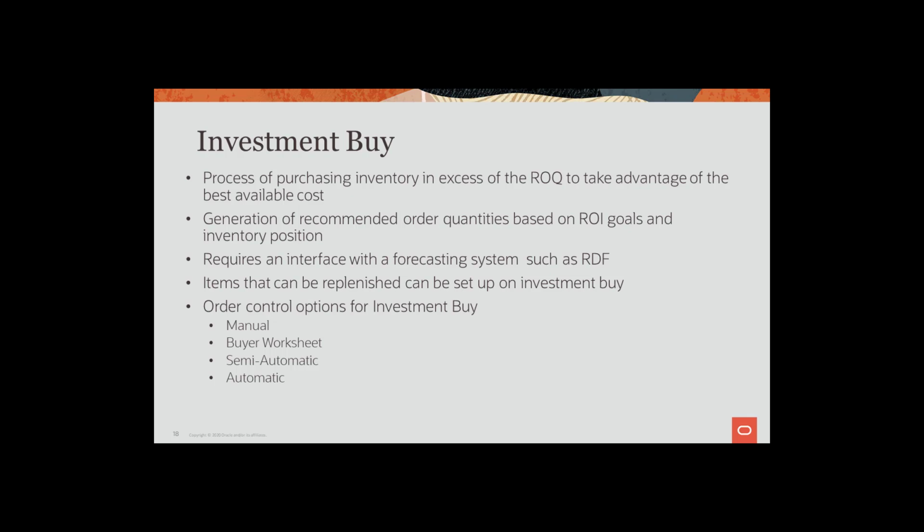With semi-automatic, the result depends on the status of the replenishment for any particular item location. If a replenishment purchase order and worksheet status exists for the same item location, the recommended order quantity is added to the purchase order. If, however, a replenishment PO does not exist, investment buy generates a new purchase order in the worksheet status. Automatic works similar to semi-automatic, except that orders are created in approved status.